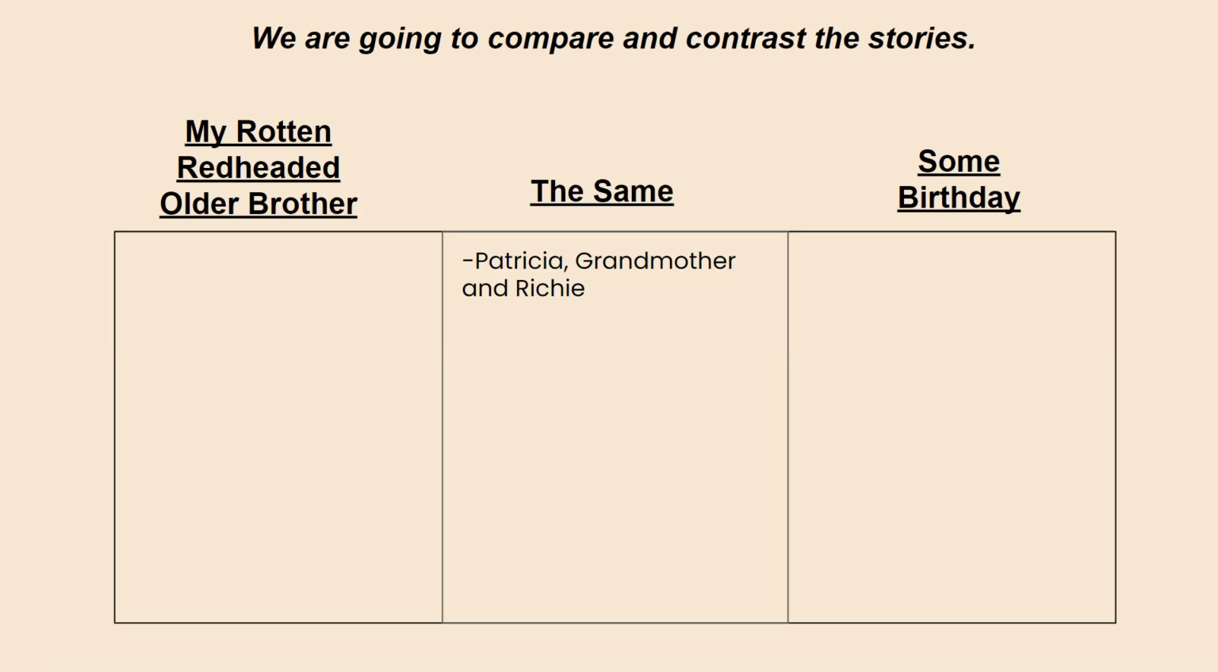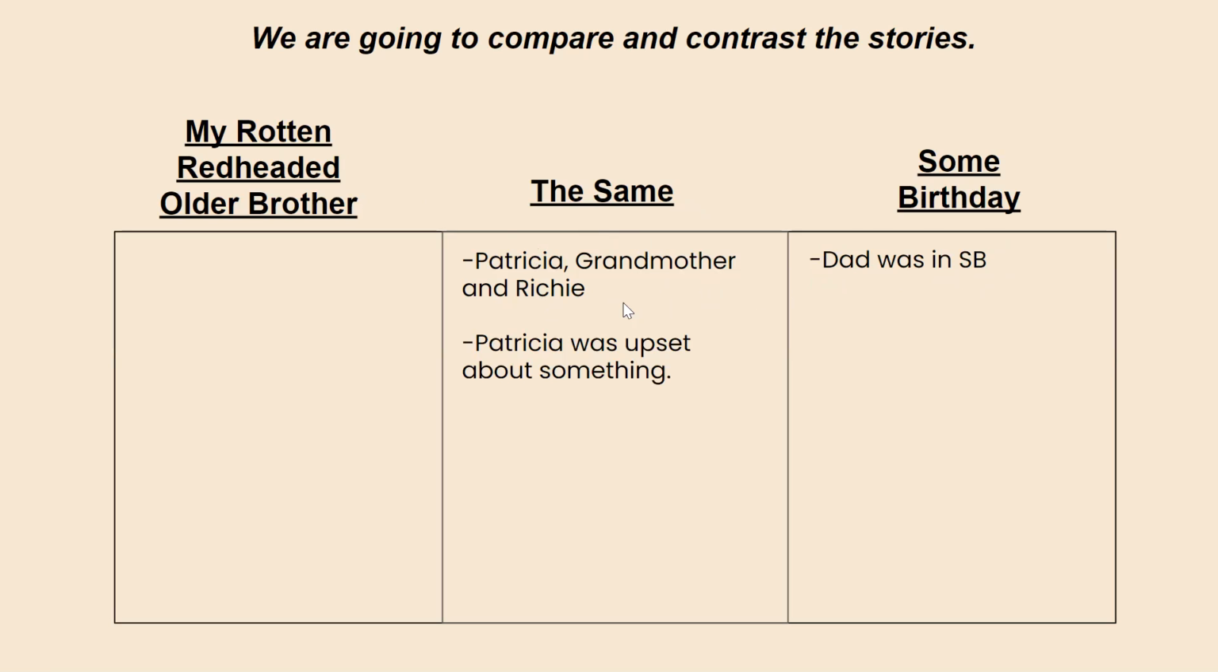Then I think about Some Birthday. It has those 3 characters, but it also has their dad and some others. And so in the middle, I put the overlapping characters, Patricia, the grandmother, and Richie. Then on this side, I put that dad was in Some Birthday.